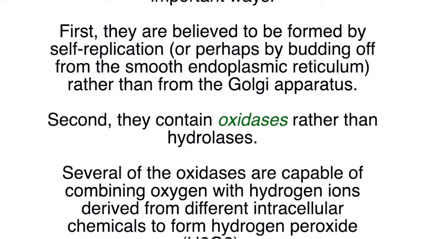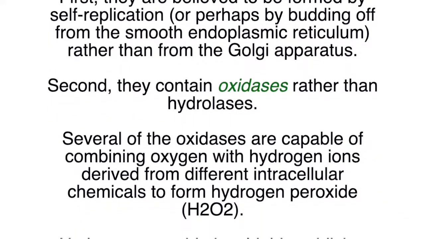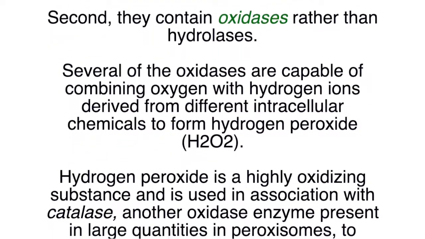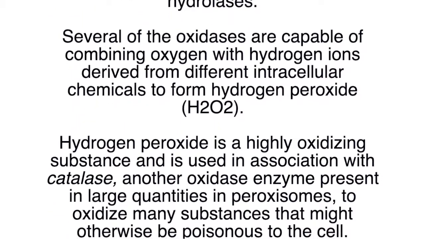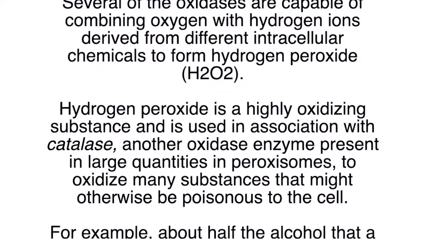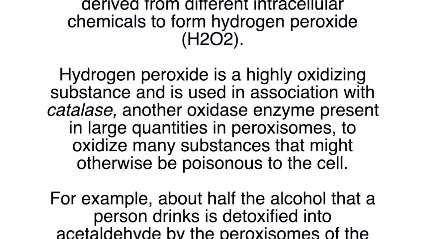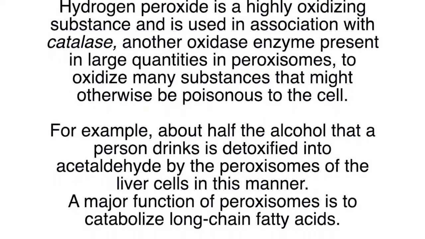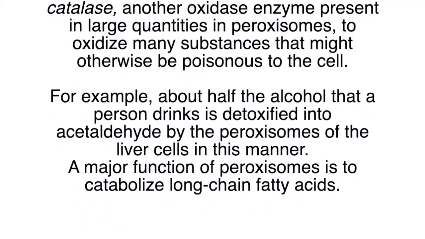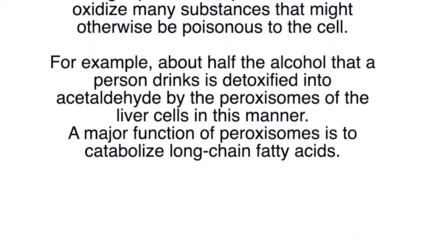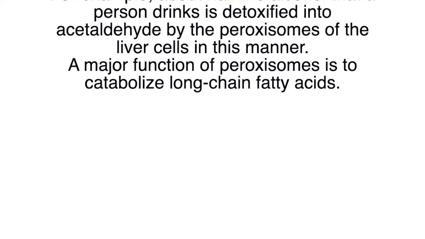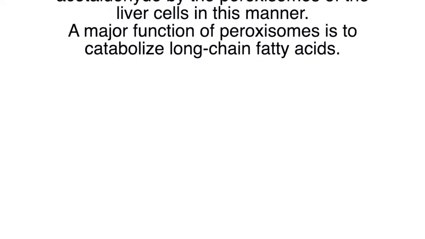Several of the oxidases are capable of combining oxygen with hydrogen ions derived from different intracellular chemicals to form hydrogen peroxide. Hydrogen peroxide is a highly oxidizing substance and is used in association with catalase, another oxidase enzyme present in large quantities in peroxisomes, to oxidize many substances that might otherwise be poisonous to the cell. For example, about half the alcohol that a person drinks is detoxified into acetaldehyde by the peroxisomes of the liver cells in this manner. A major function of peroxisomes is to catabolize long-chain fatty acids.